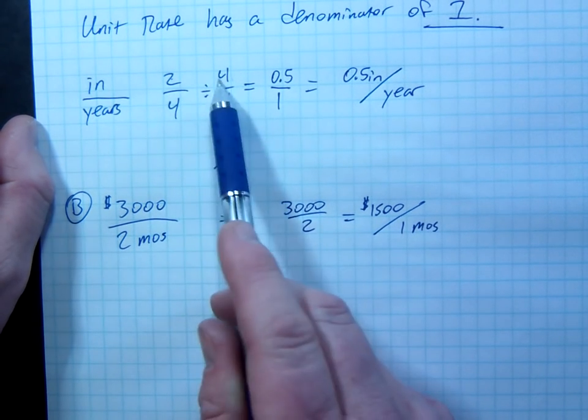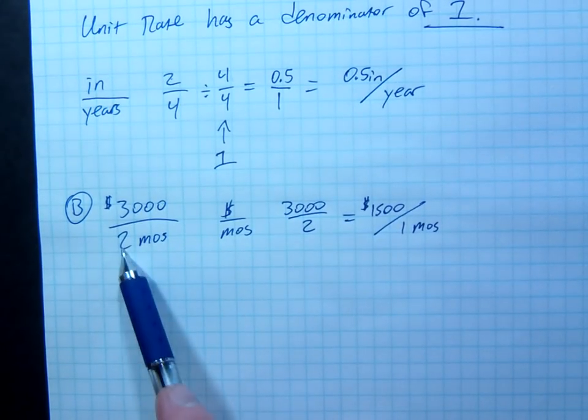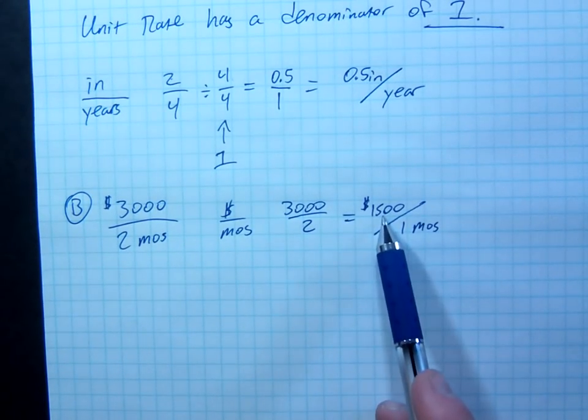2 over 4 is a half an inch in a year. 3,000 divided by 2 is 1,500. $1,500 in 1 month.